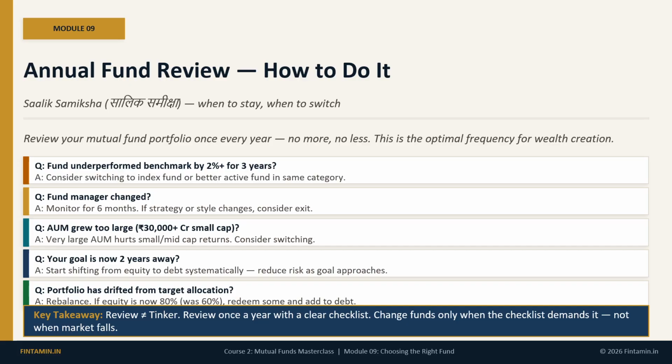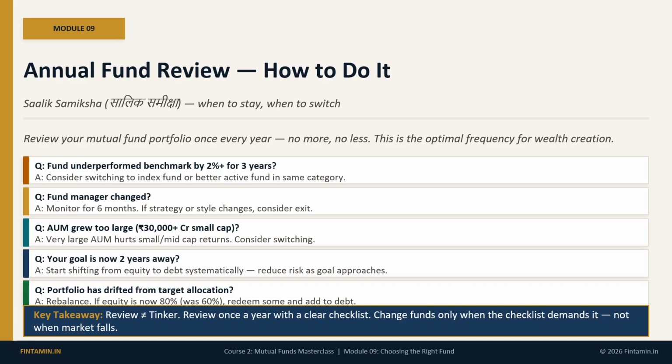5 questions to ask at your annual review. Has the fund underperformed its benchmark by 2% or more for 3 consecutive years? If yes, then switch to an index fund. Has the fund manager changed? If yes, monitor for 6 months before deciding. Has the AUM grown very large, especially in a mid or small cap fund? Large AUM hurts performance in smaller stocks.